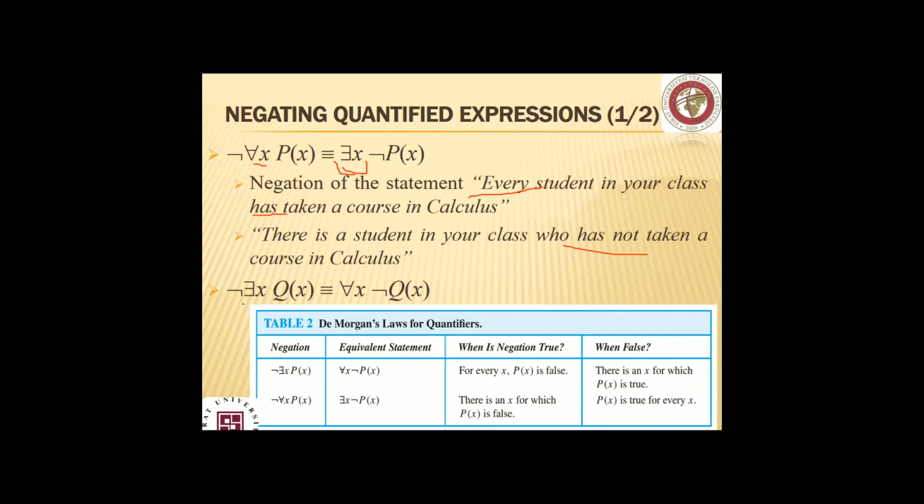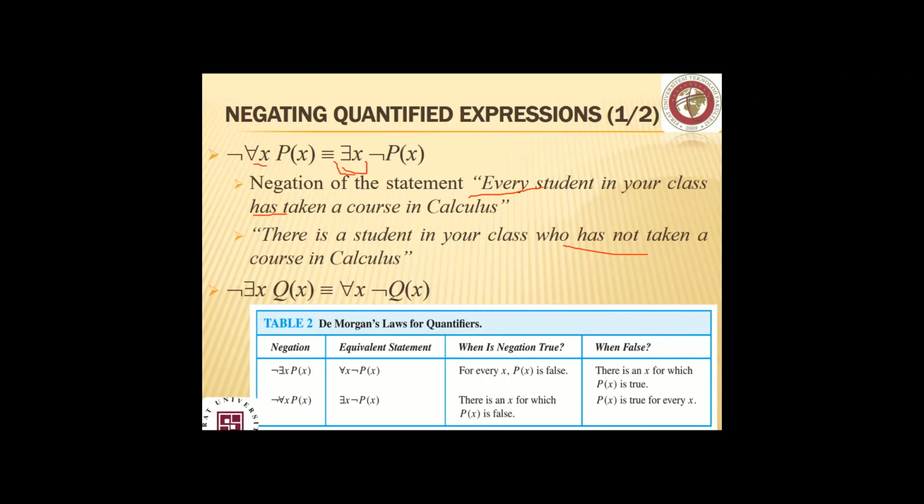We do the same for the existential. If you negate the existential quantifier, it goes to the universal quantifier of the negation of the predicate, and they are summarized here. If you explain this, look at this. For every x, p(x) is false. Okay. Now, it would be false if there is an x for which p(x) is true. That's what we are referring to exactly.